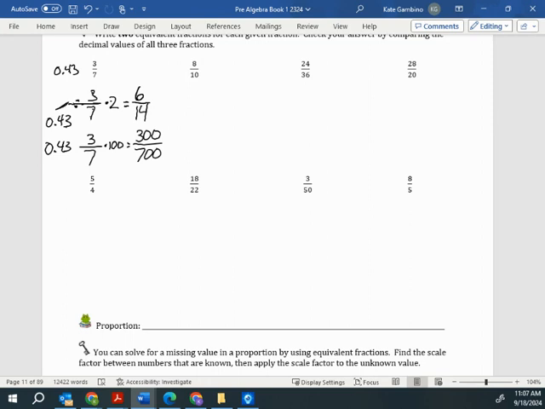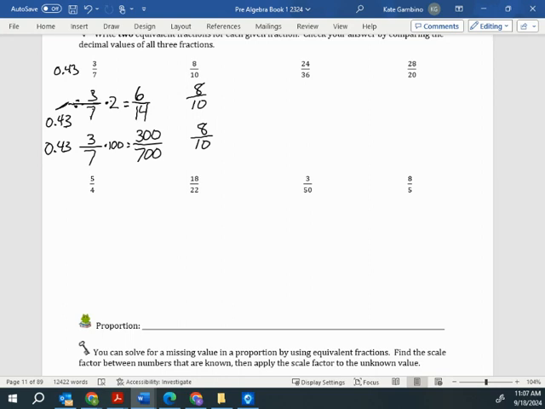So the rest of this part, you're gonna do on your own. Sometimes we're multiplying up. If we look at that 8/10, this first one, instead of multiplying up, what might I do?